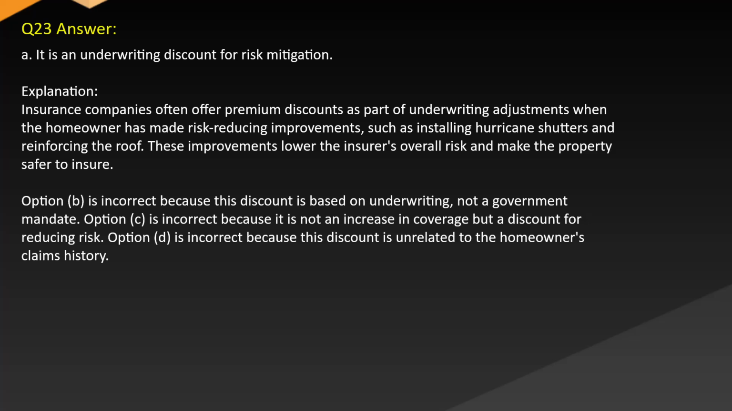Option B is incorrect because this discount is based on underwriting, not a government mandate. Option C is incorrect because it is not an increase in coverage but a discount for reducing risk. Option D is incorrect because this discount is unrelated to the homeowner's claims history.